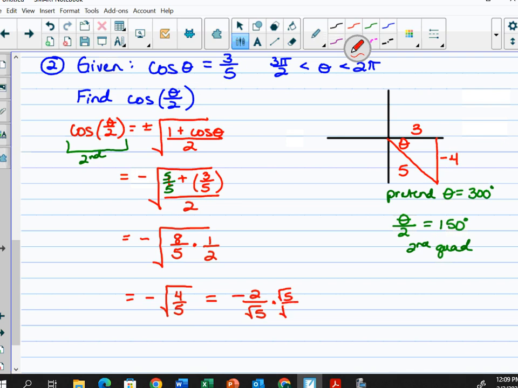Rationalize is the word we're looking for. Yeah, that's the word. That thing, and you multiply, and there's square root. Yeah, that thing. There is your answer.